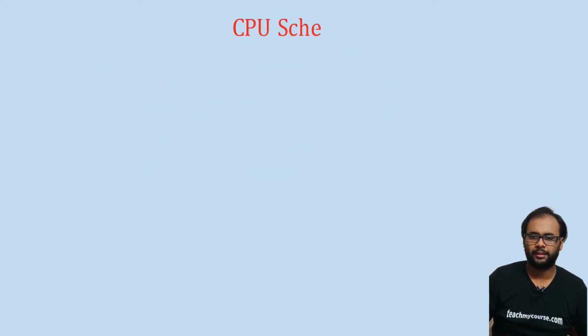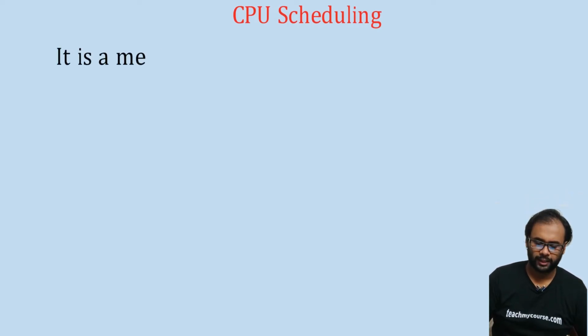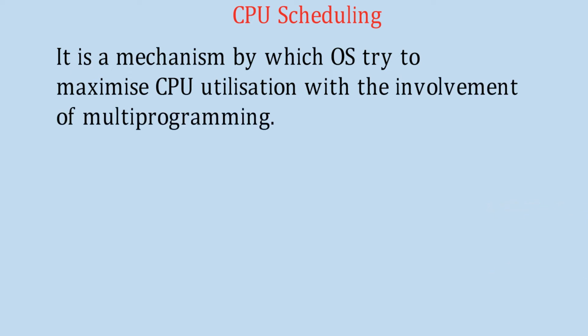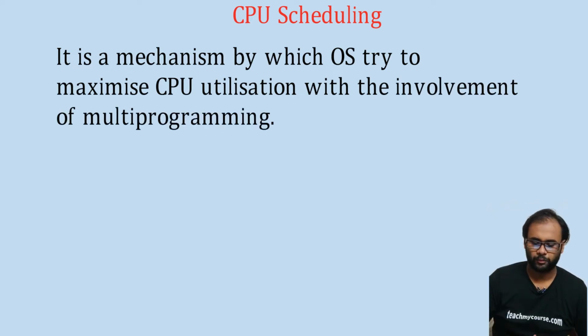So what is CPU scheduling? We need to understand that at the very beginning. It is a mechanism by which the OS tries to maximize CPU utilization with the involvement of multi-programming. A lot of programs have to be executed by the CPU at the same time, I mean virtually at the same time. So how can the CPU achieve that? That is achieved using CPU scheduling.